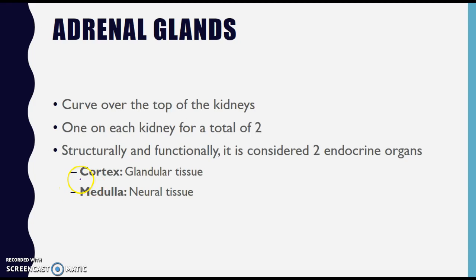What I mean by this is they have a cortex, which is the outer portion, and that's glandular tissue. But the one that we've already talked about is the medulla. And the medulla is on the inside and made of neural tissue. And that's the portion that's going to be able to release that norepinephrine and epinephrine into the bloodstream.